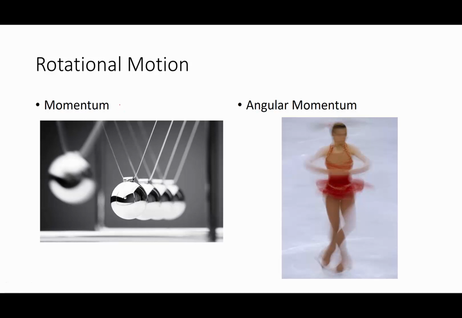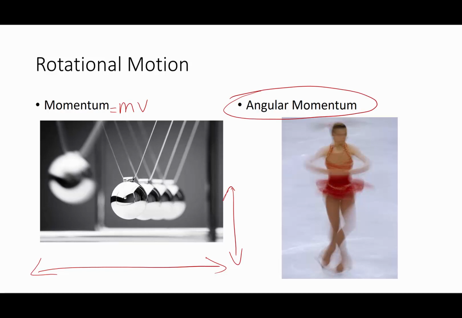Momentum. Momentum is mass times velocity. And again, we've used that to talk about linear motion in one dimension or another. But there's such a thing as angular momentum. Angular momentum is momentum an object has because of its spinning.